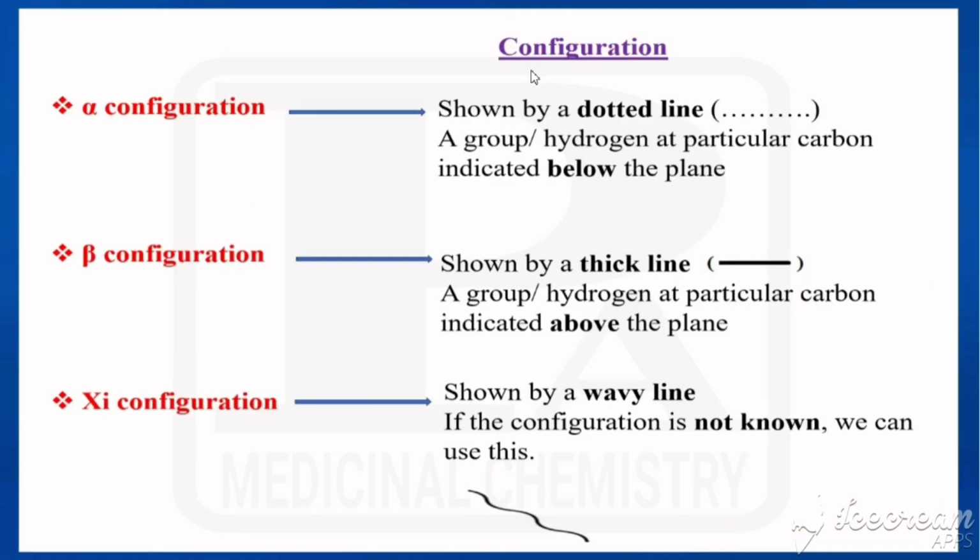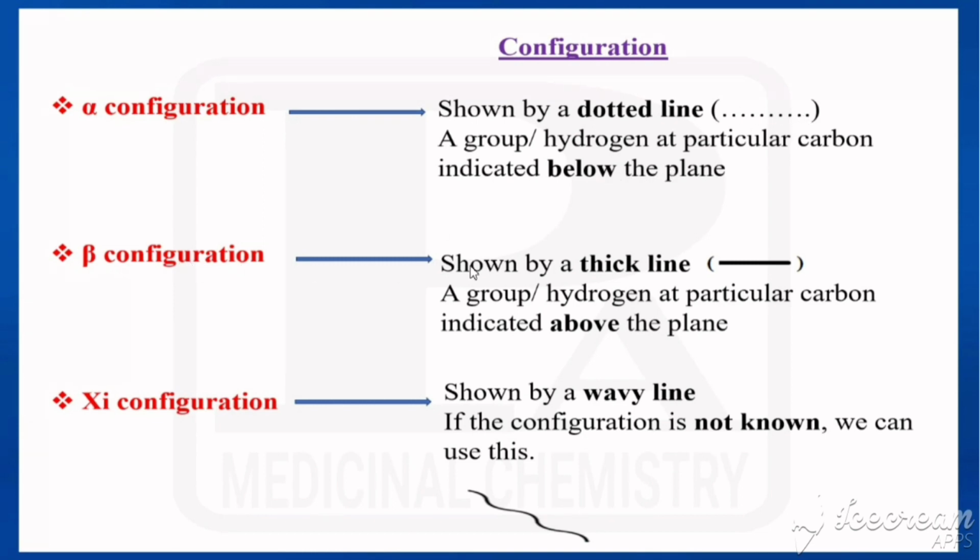For stereochemistry, we have to know the configuration present in the structure. Already we have known there may be three types of configuration: alpha, beta and psi. What is meant by alpha configuration? How is it represented? That is represented by means of a dotted line. Here the particular group would be attached below the nucleus or below the plane. So how is it represented? By means of a dotted line.